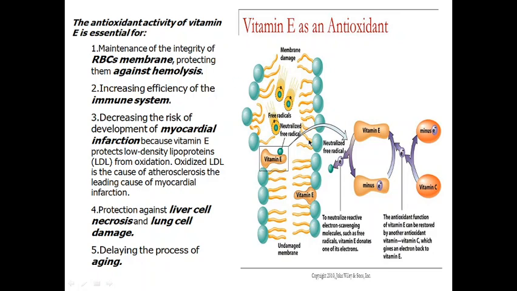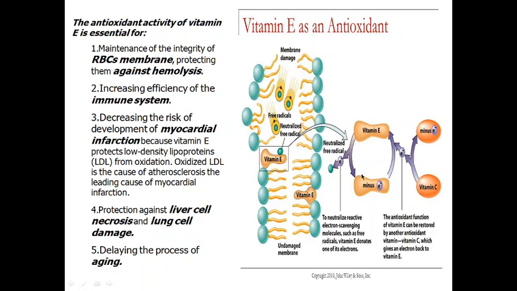If we look at this figure, we'll notice that the free radicals, if they come to the cell membrane, will cause its disruption and damage. How does vitamin E protect against such free radicals? It donates an electron to the free radicals so they are stabilized. Vitamin E causes their neutralization.